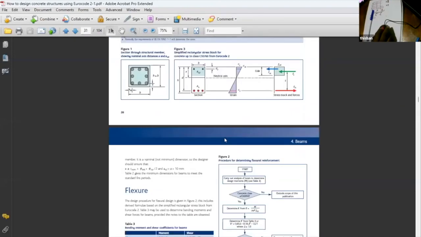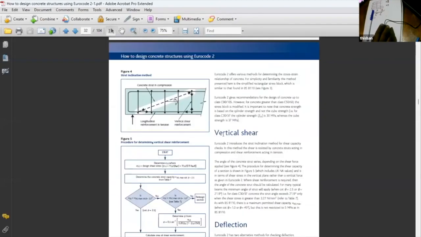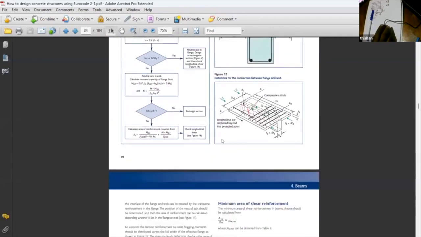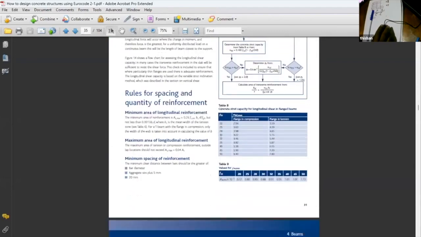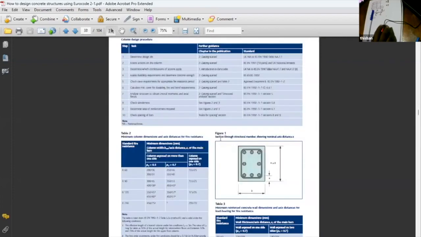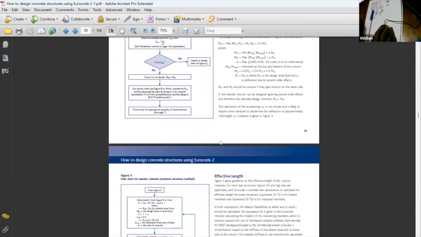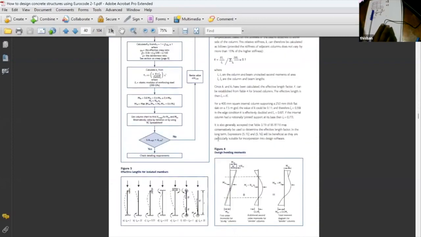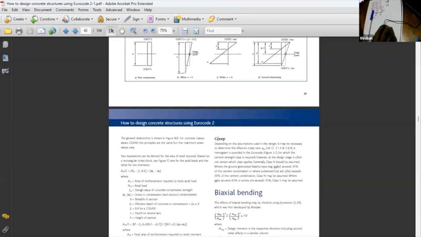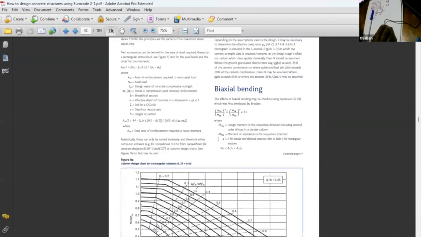And we can also learn a lot about shear, fire, and the flange beams. A lot of things to learn. Then about columns, and it tells you how to find the slenderness ratio in a column to see whether it's a short column or a slender column, and then if it is a slender column, how to get the additional moments and how to deal with biaxial bending.